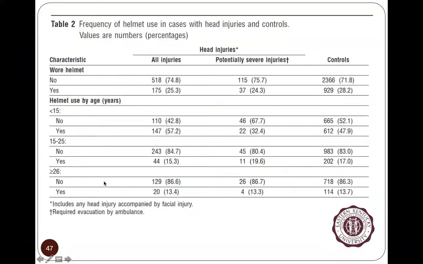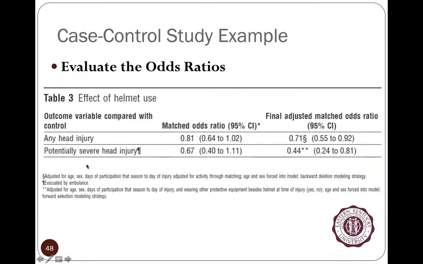So what did they find out? Well, they provide all their descriptive information here, the frequencies of severe head injuries, who wore helmets and who didn't wear helmets. People with severe head injuries, I guess 24% of them were wearing a helmet. The controls, 28% of the people who are controls wore a helmet. They've got different age groups taken into consideration here. So there's a lot of stuff that they did off of those reports.